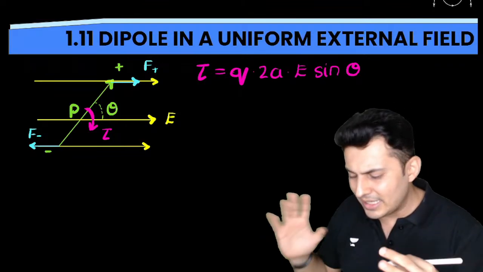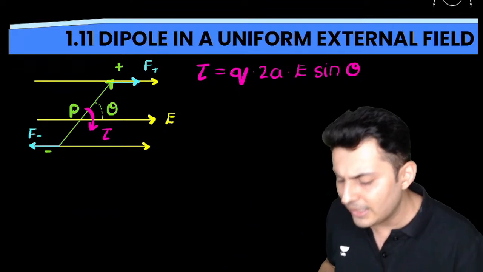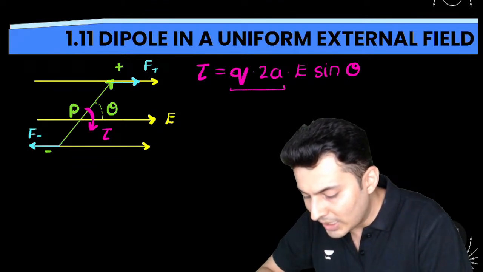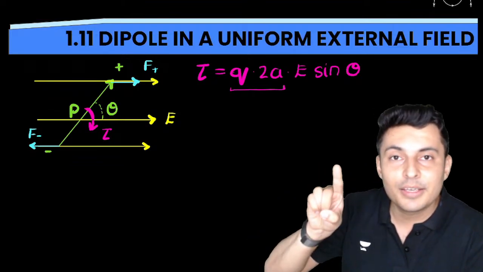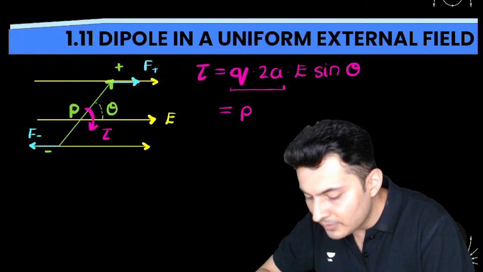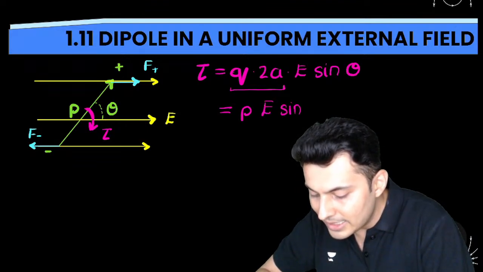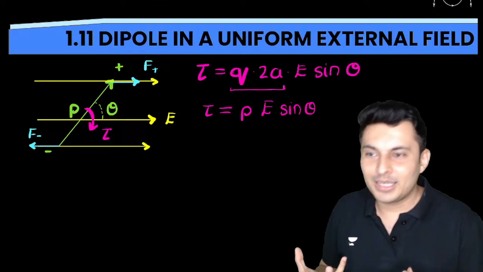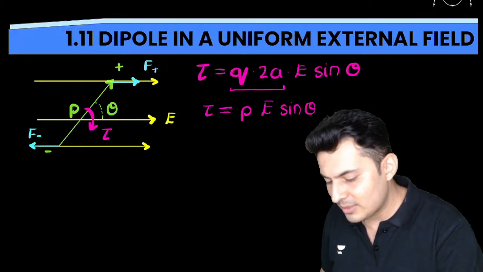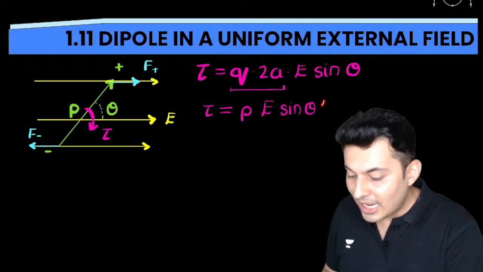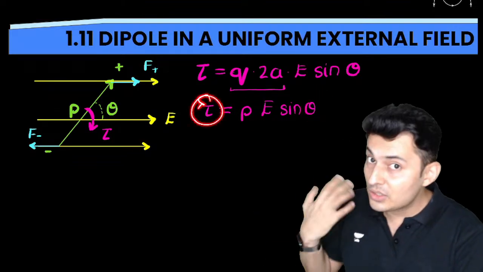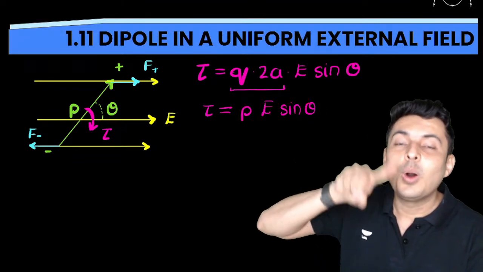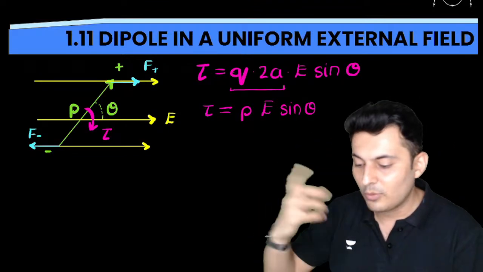Now, don't worry about the derivation part because derivation is not so important for NEET. Mainly, do you see that there are certain things which can be clubbed together to write it as a different variable? Like this variable Q and 2A together becomes actually P, that is P into E, and then this is basically sine theta. Now, the moment I look at this, I realize that I have a vector P, I have another vector E, and the angle between them is theta. And torque, which is also a vector, comes out to be vector A, vector B, sine theta.